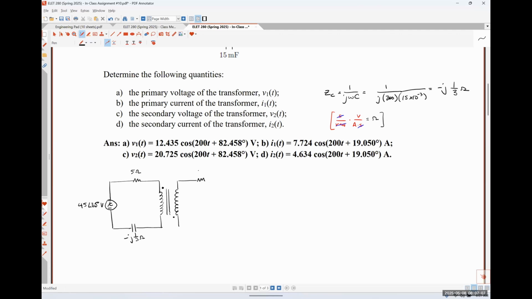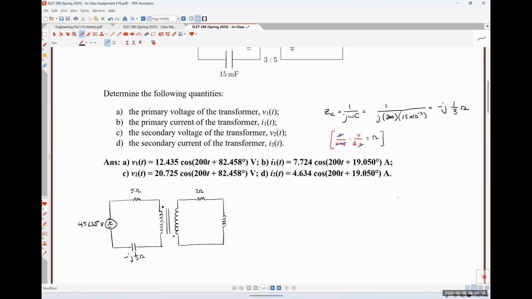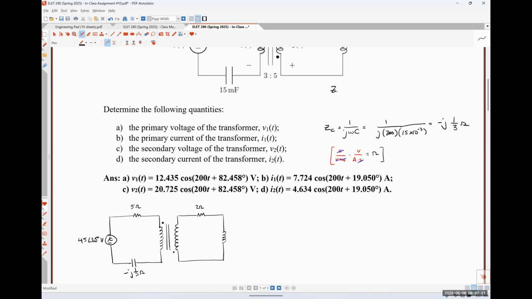Here is a 2 ohm resistor. Again, the resistor values do not change. And then I have an inductance over here. Can anybody remember what the equation for the impedance of an inductor is? J omega L, exactly right.